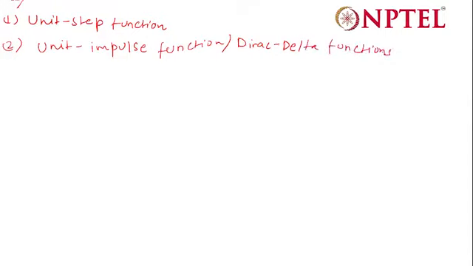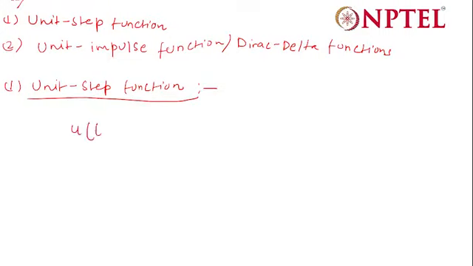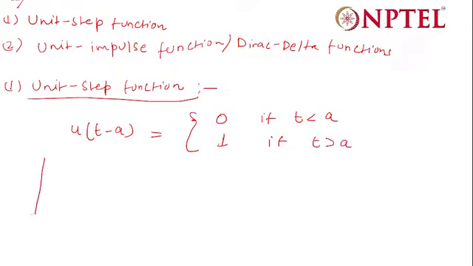They always ask questions from either the unit step function, and if they want to give a slightly tougher question, then they will ask from the Dirac delta function. The question will be very easy. So what is a unit step function? This is the way you write a unit step function. This function will be defined as 0 if t is less than a, and 1 if t is greater than a.